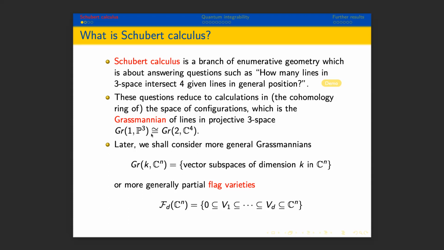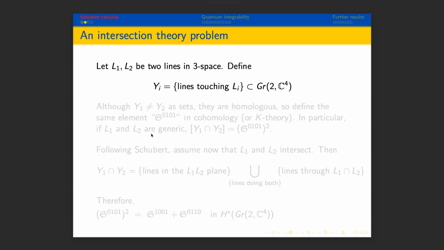So what kind of calculations are we doing? Let's simplify to another problem. We had 4 lines in 3-space, but let's only take 2 of them at a time. We're going to first take 2 of them and then the other 2, and then we'll glue them together. So let's just take 2 lines in 3-space in general position.